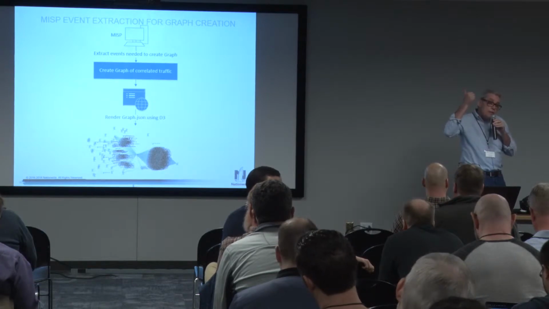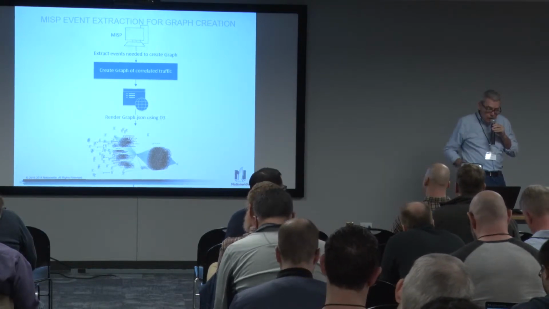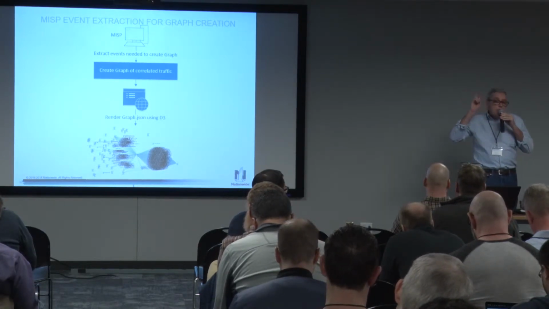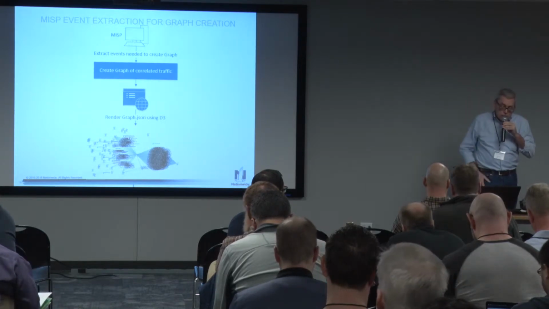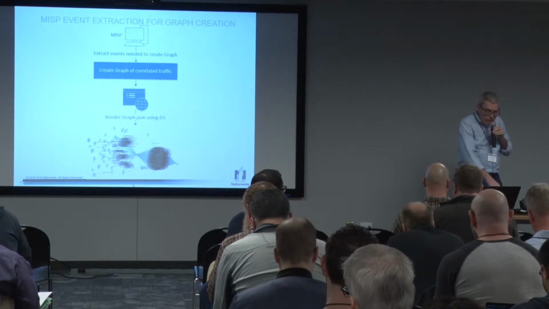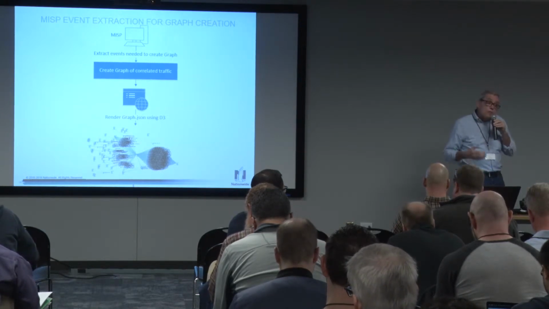So I've got an event with my observed traffic in it. What I do is I go look at this thing they call related nodes. Related nodes are correlating nodes. I pull that data out. I create a graph using Python.